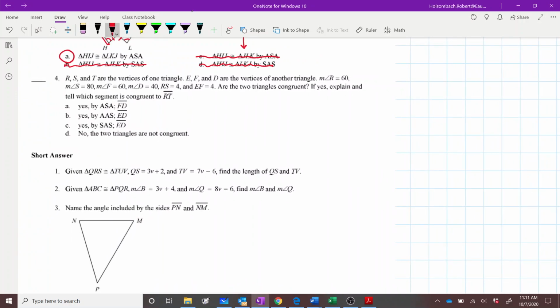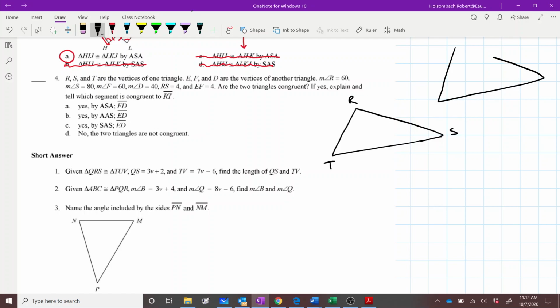Alright, number 4. R, S, and T are vertices of one triangle. E, F, and D are vertices of another triangle. So I would draw those triangles. Triangle R, S, and T, and then triangle E, F, and D.